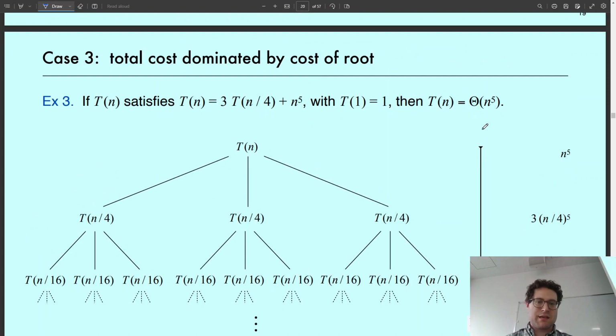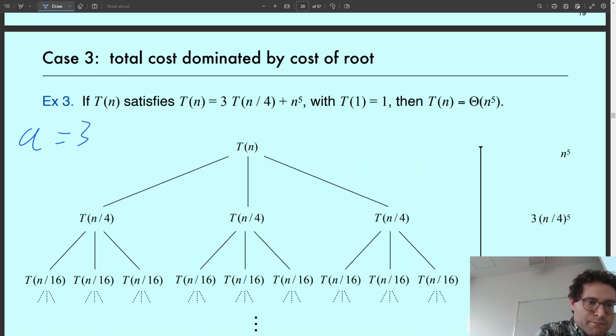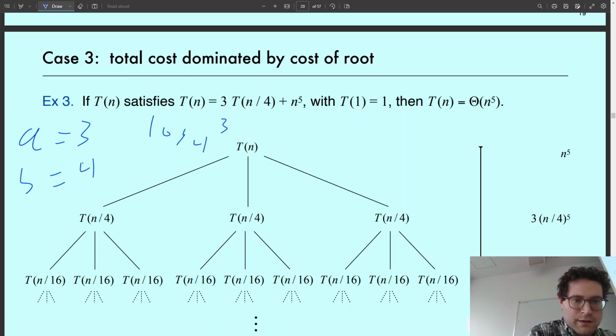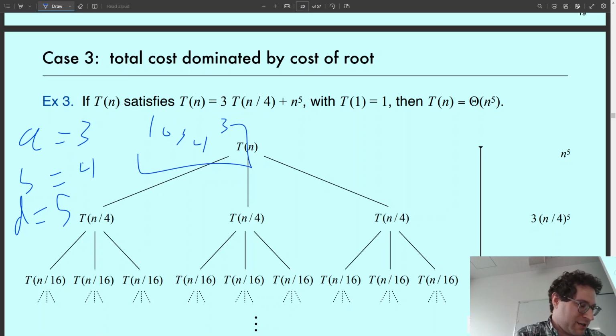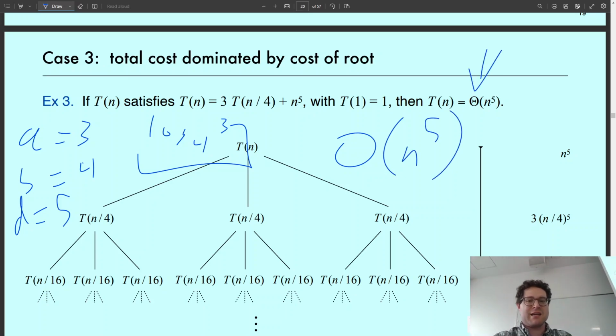This is one we haven't seen before. Here, A is equal to 3, B is equal to 4. So that means log base 4 of 3. That's less than 1, isn't it? We use such formal language in this formal mathematics class. So D is 5. 5 is greater than whatever this nonsense is, so we use our first case, which is O of n to the 5th power. Notice that they're writing big theta here, and we're using big O.